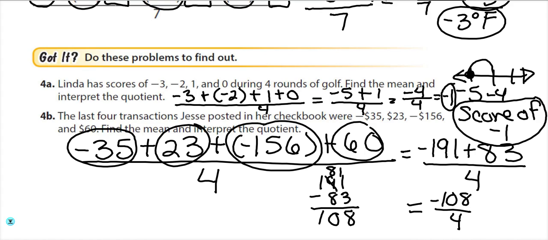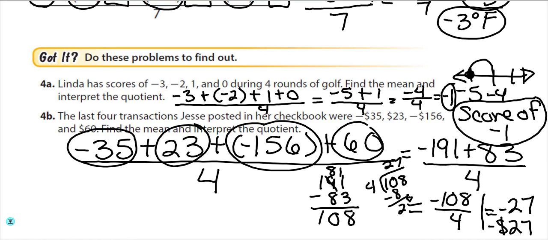Okay, let's go ahead and divide that out. So we'll have 108 inside the house, 4 on the outside. That's going to go in 2 times, which is 8. That gives us 2 left over. 28, and that makes 7. So I end up with negative 27, and we've got to interpret it, so it's negative $27. There we go.